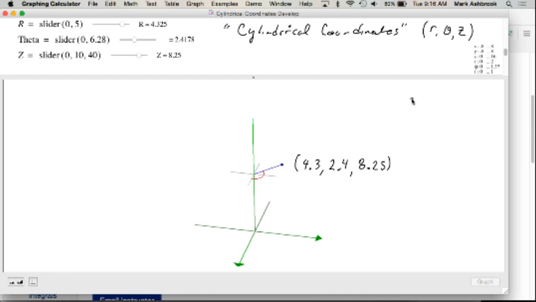So why don't you sketch some points here? Sketch 2, pi over 4, 1. And 1, pi, 3.